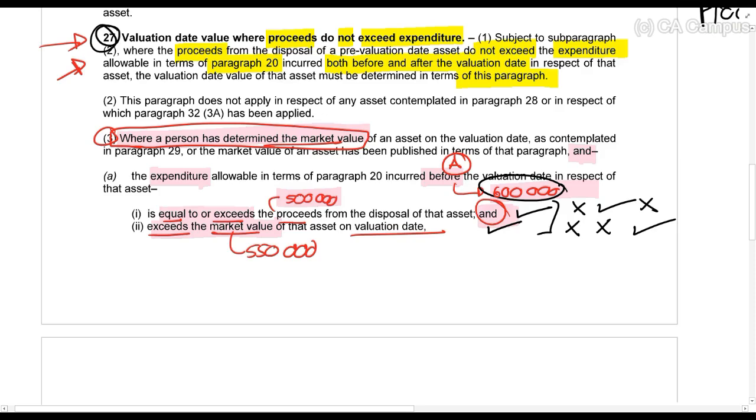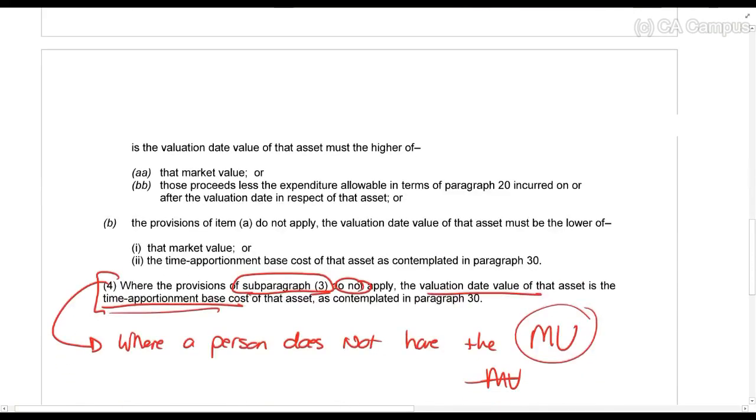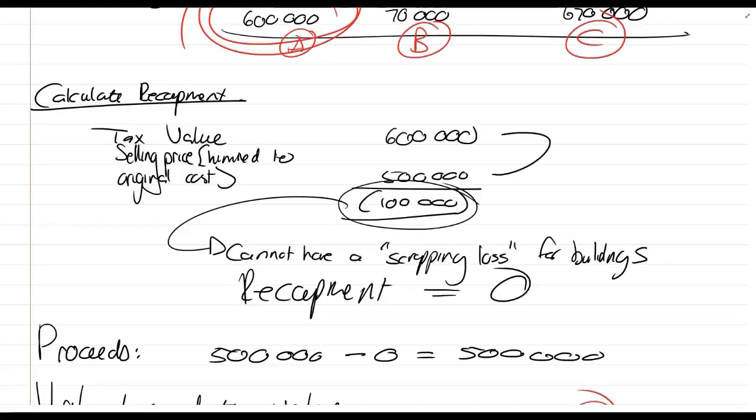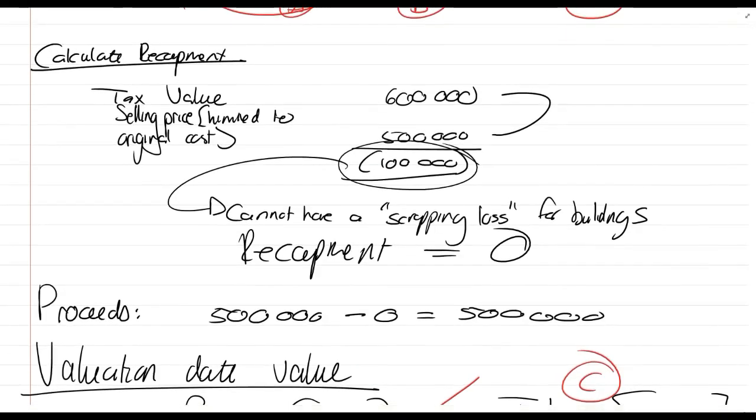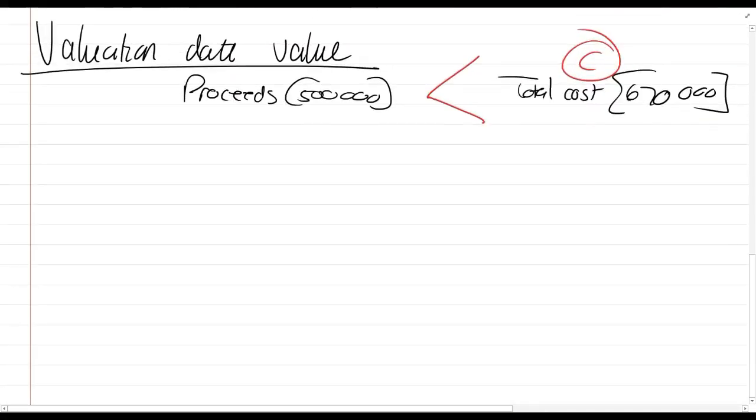So basically what I want you to see is they say, if this applies, so if 600,000 rands is greater than the 500,000 and greater than the 550, which it is, in both instances we've said yes, then you must use the higher of market value or proceeds less expenditure of the valuation date value. Okay, so all I want you to see is what we're going to do now is we say the following. All right. So thus use paragraph 27.